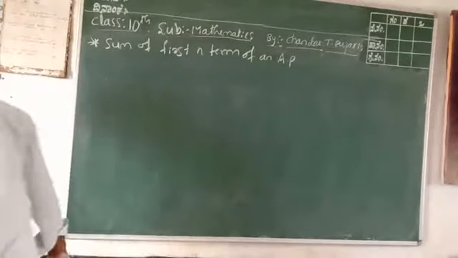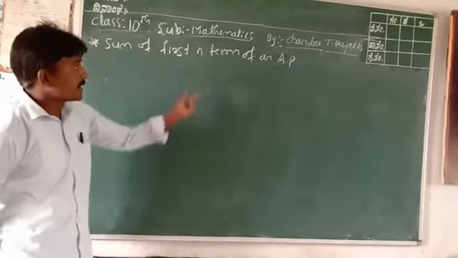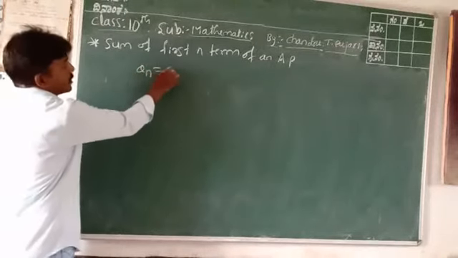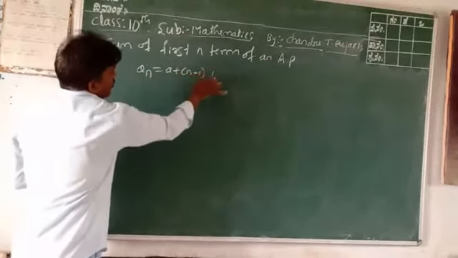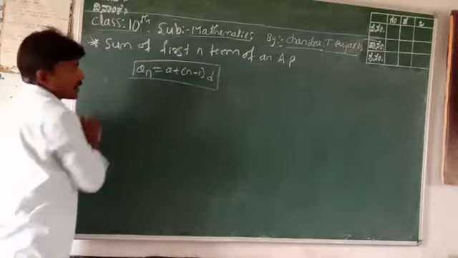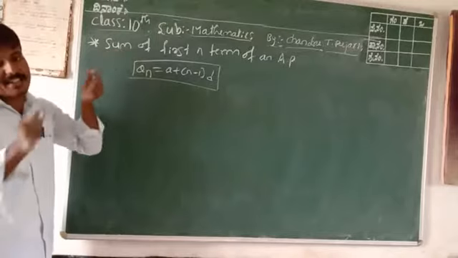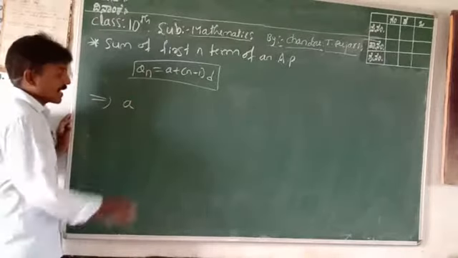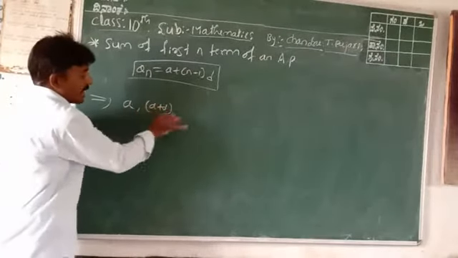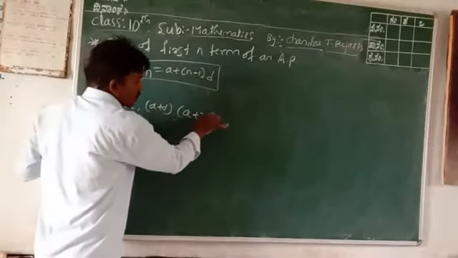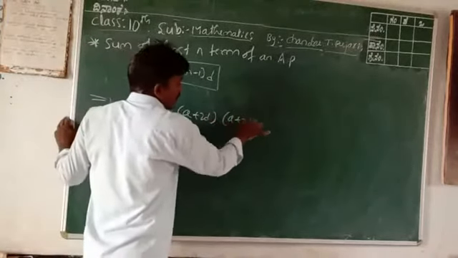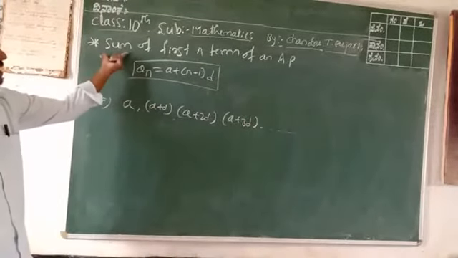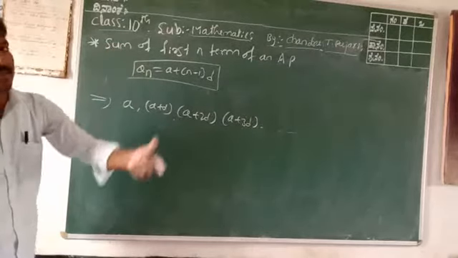So what is the meaning of sum? Listen here. You know about the nth term. The nth term is an equal to a plus (n minus 1) into d. This is the nth term of AP. But sum means addition of all terms. For example, in the general form, the first term is a, the second term is a plus d, the third term is a plus 2d, the fourth term is a plus 3d, and so on. But sum means the sum of the first n terms of AP.